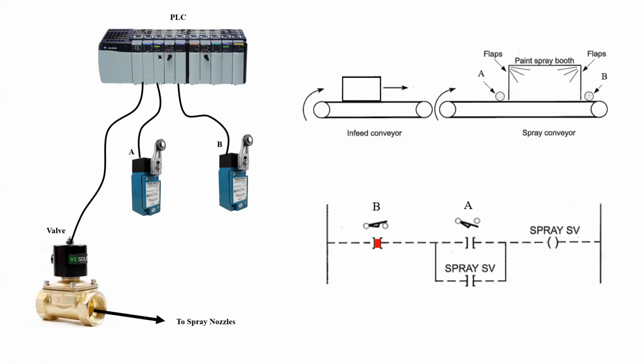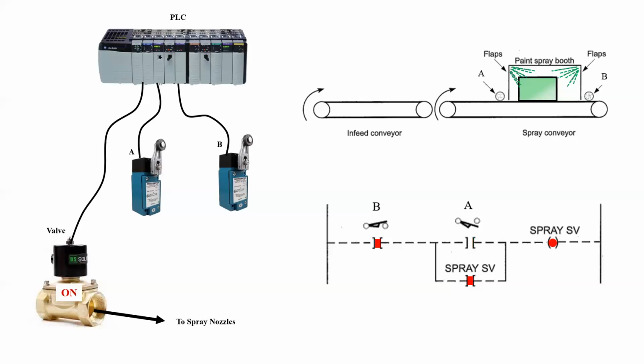Initially, input B, or the examine if on input for the normally closed limit switch, should be true. As the conveyor brings the object along, it's going to hit limit switch A, which will close limit switch A and cause the A input to go true. This will then cause the spray SV output to energize, turning on the spray, but also making the spray SV internal bit true.